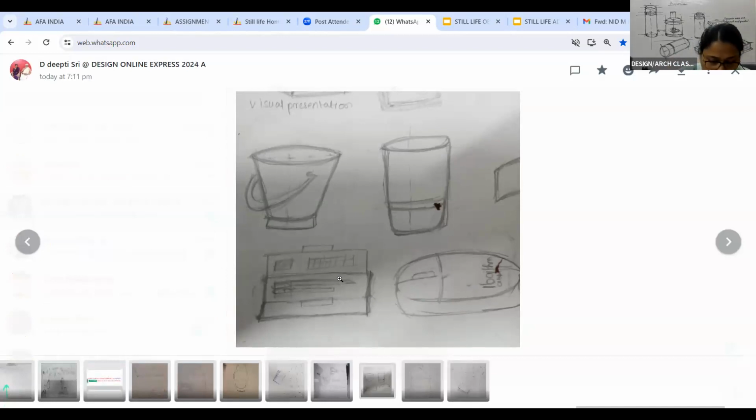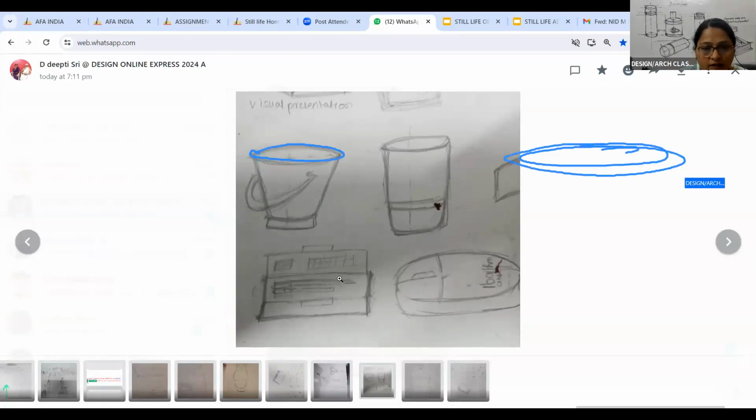Now this is a bucket. A bucket will never be like this. It would be a double line thing, always. It can't be single. And understand, the bucket and the glass are the same size. This went wrong. This is not right. Mouse, okay, you just try.